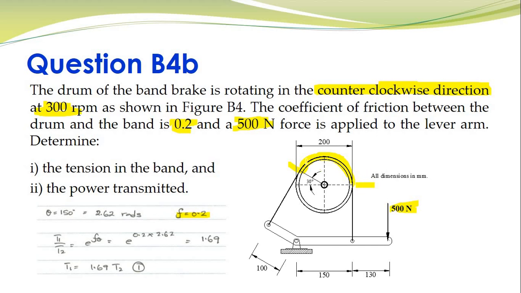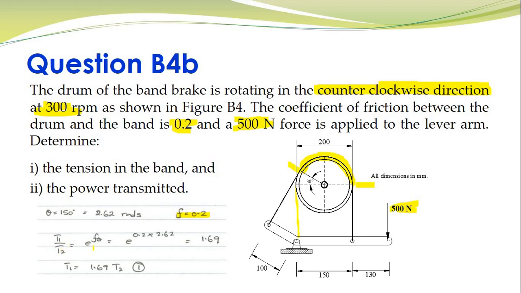Most of the students make a mistake over here. Some of you will use 30 degrees, and some of you will do 180 plus 30. But look at the diagram quite clearly. Sometimes when the band is, let's say, just like that, the angle of embrace or the lap angle would be 180, because the band lies on the drum in this region. But in the given scenario, the lap angle is 150 degrees. Converting it to radians, you get 2.62 rad.